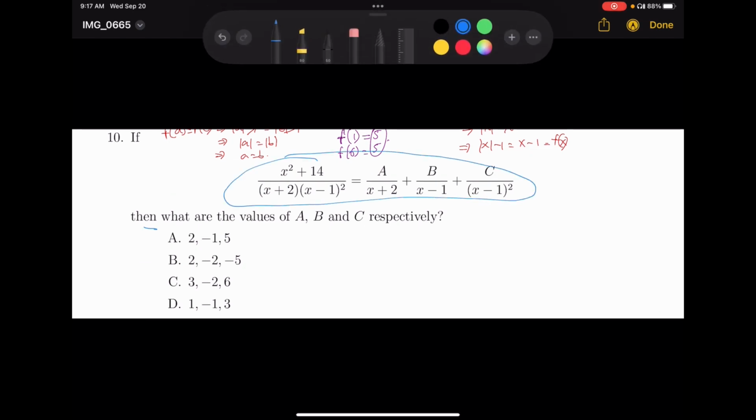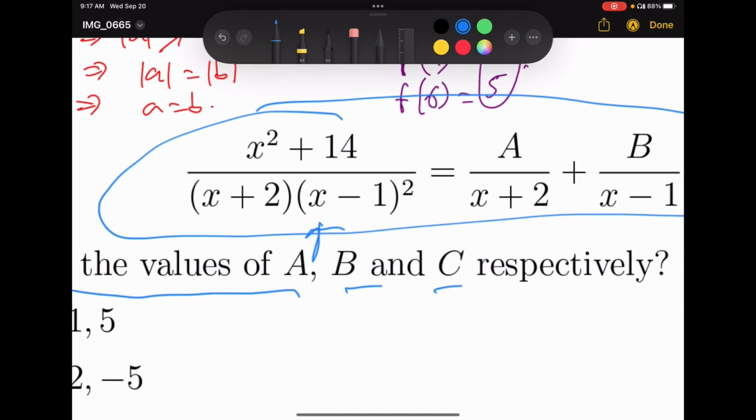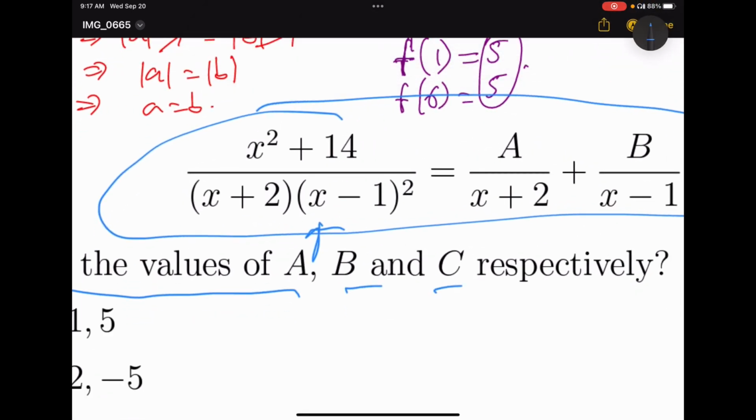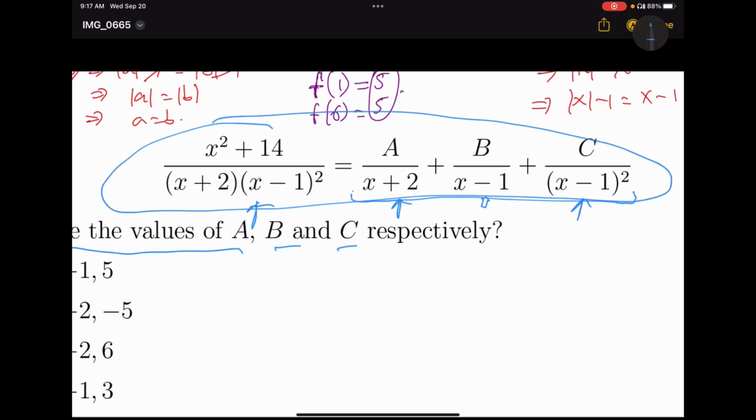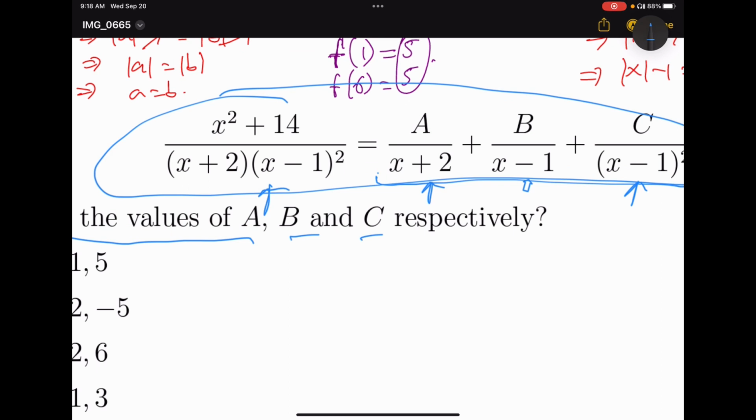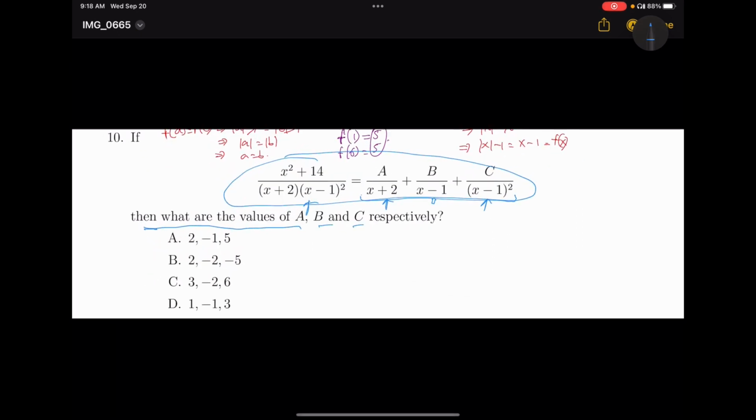This equality is given to us, and the question asks what the values of a, b and c are. Looking at the left side of the equality, it is a rational function, a ratio of two polynomials. On the right side, we have a denominator of x plus 2, then x minus 1, then x minus 1 squared. So what it is trying to do is rational fraction decomposition. The question asks who a, b and c are. So to solve this question, we add up the terms on the right hand side.